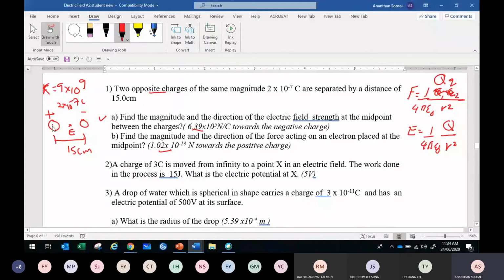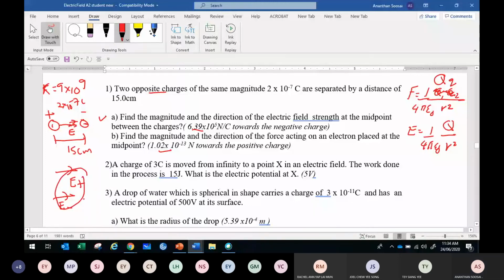So E of 1, E of 2. Two fields are overlapping at the center, right? The positive field is going outward. At the center, it's moving to the right. So E1 is moving to the right at that point. E2, the field of the negative charge, is also moving to the right. Both fields are moving to the right.